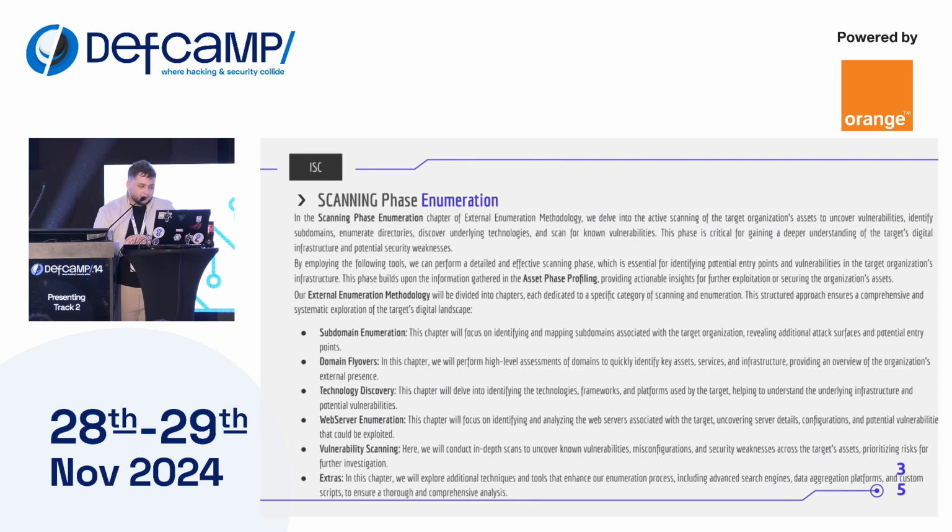We'll also have technology discovery, which will allow us to identify the technologies, frameworks, and platforms used by the target, helping to understand the underlying infrastructure and potential vulnerabilities. We'll have web server enumeration, which is a step in every type of penetration test, where we are going to search for server details, configurations, and potential vulnerabilities that could be exploited. We are going to have vulnerability scanning, which will allow us to uncover unknown or known vulnerabilities, misconfigurations, and security weaknesses across the target's assets. And extras, I will show you some cool tricks.